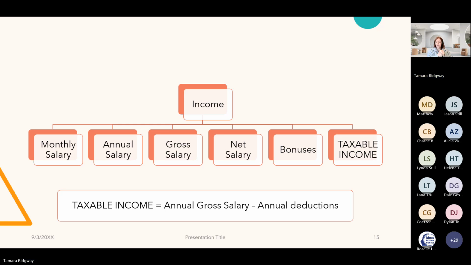And I forgot what I was going to say now. I lost my train of thought. Okay. The taxable income, I was going to say something about bonuses. Oh, yes, that was it.